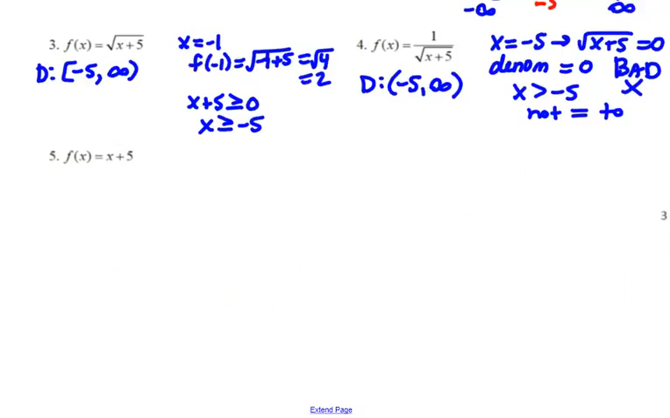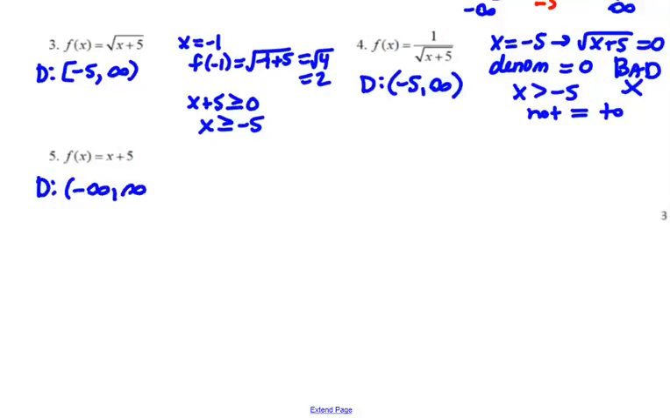X plus 5. Okay, so do we have anything in a denominator? No. So I don't have to worry about making the denominator equal 0. Do I have a radical sign? No. Is there anything else that gives me a concern about adding 5? Can I add 5 to any number and get a valid real number? Yes. So there's no red flags here, so this is just all real numbers.